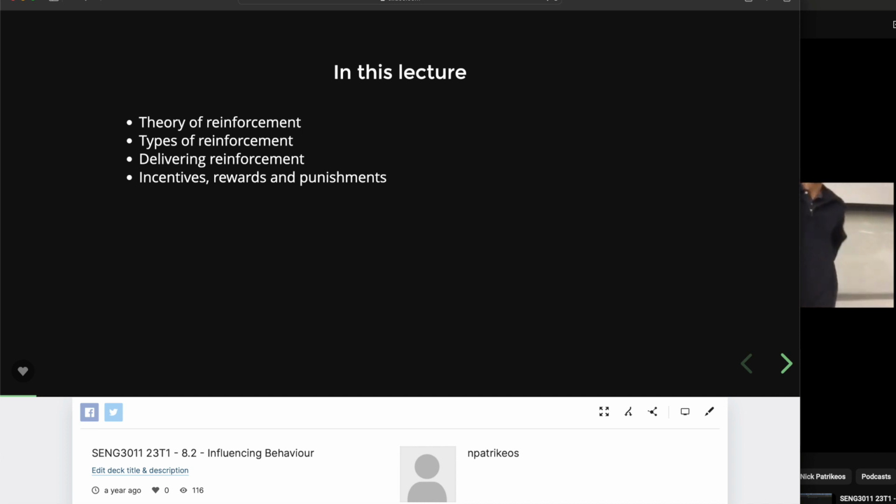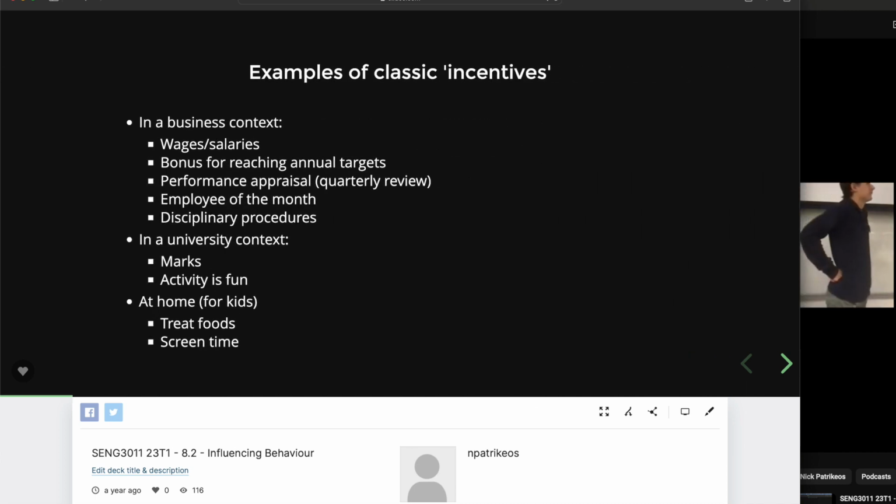We'll start with some examples of classic incentives. These are just ones that I came up with in several different contexts. In a business context, you have wages and salaries. People get paid for their job. You might have an annual bonus or some sort of bonus for reaching a target. If you do sales, then you might get a commission from doing a sale. Most companies have some sort of performance appraisal, which is a quarterly, twice a year or annual review. Employee of the month, where every month someone's recognized as the best employee. These are ways to reward people for good behaviors.